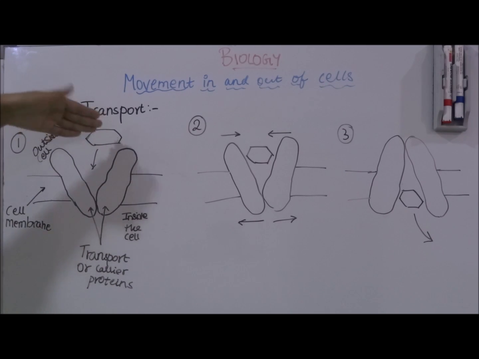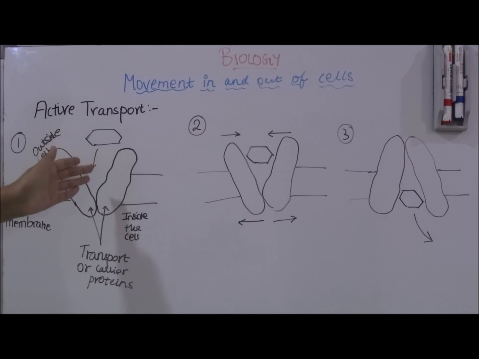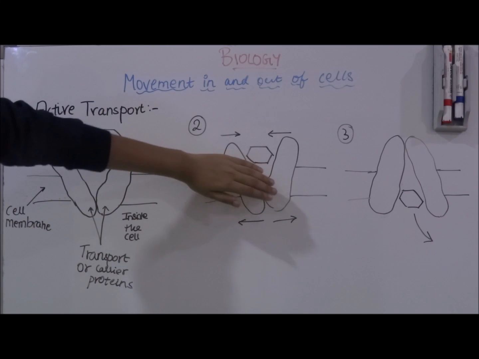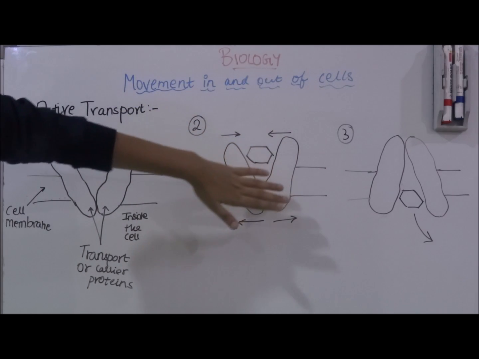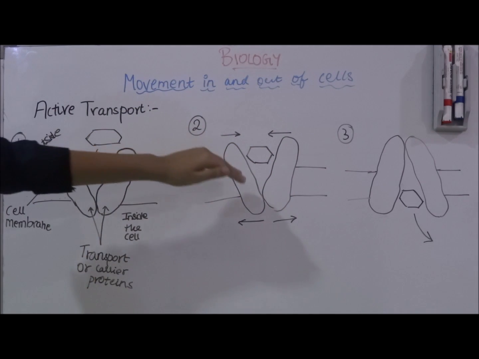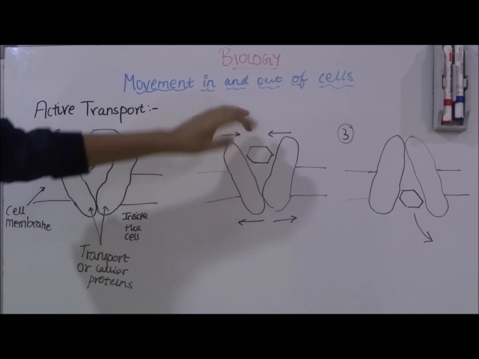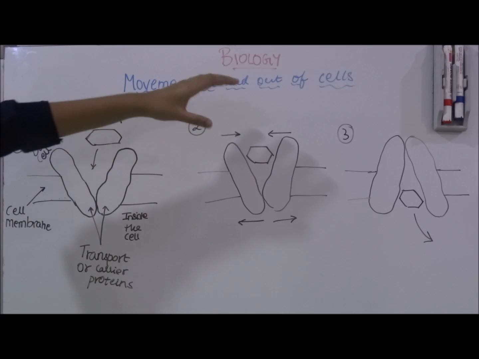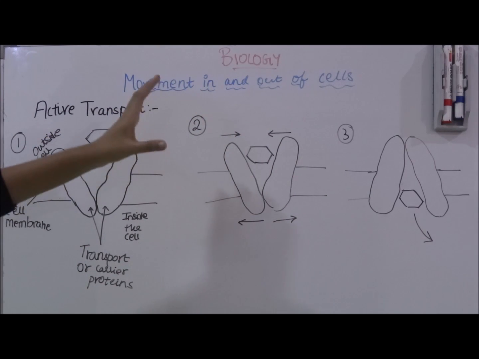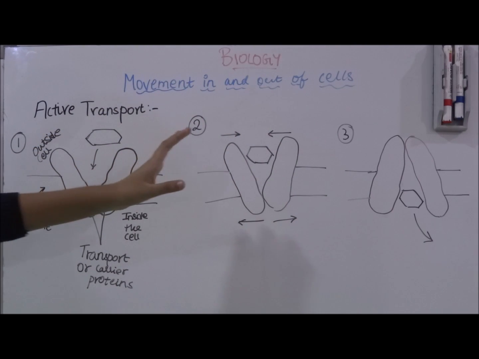So the glucose molecule first enters the transport protein. The transport protein changes its shape. That is, this moves inwards and this moves outwards. So, as the protein changes its shape, the glucose molecule is pushed inside. The energy needed for this change in shape is provided by respiration.